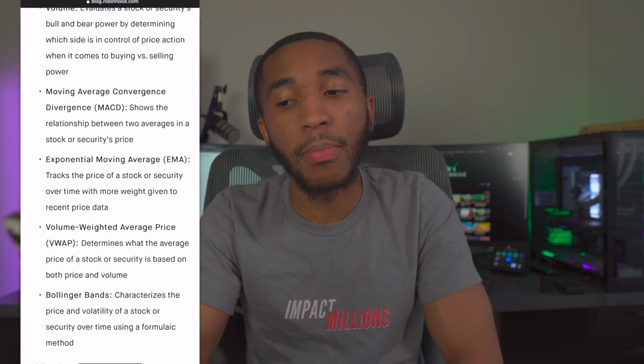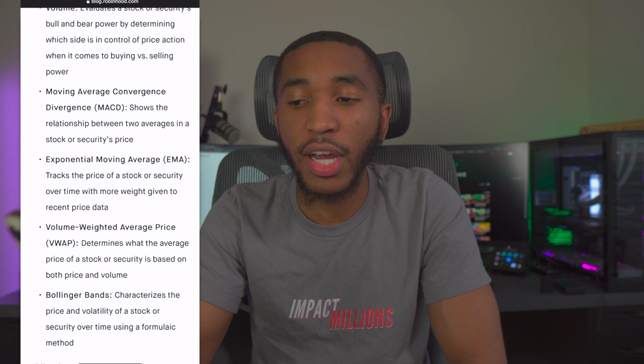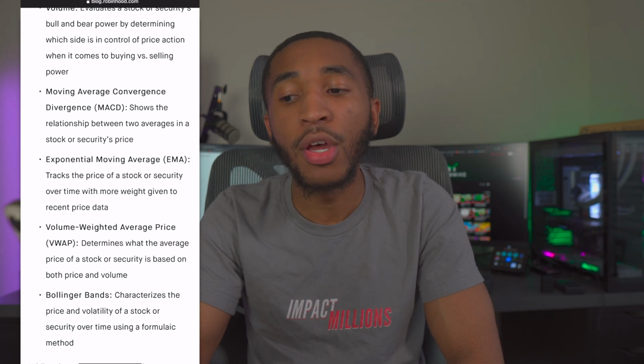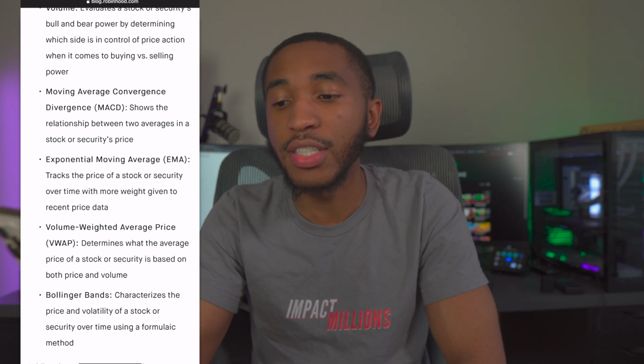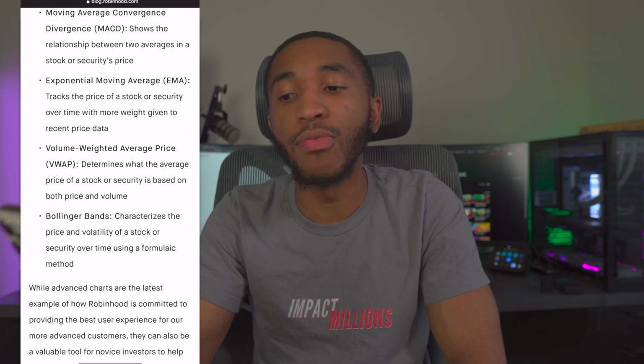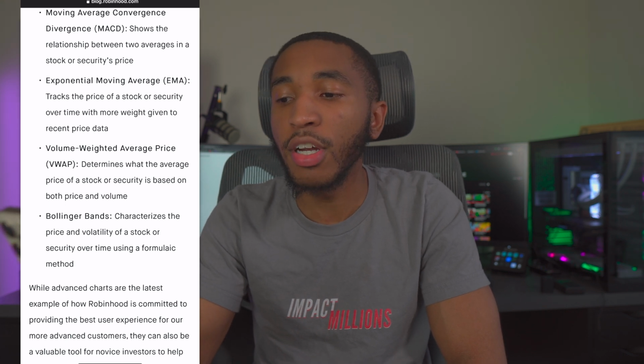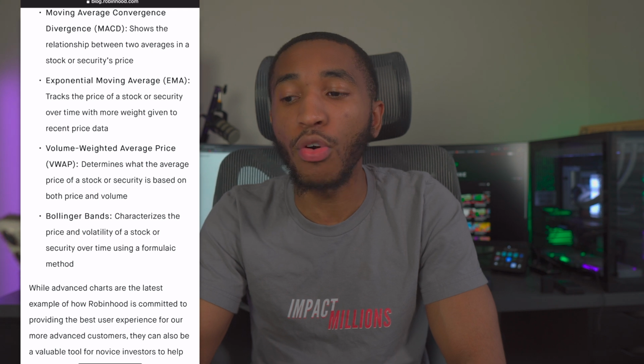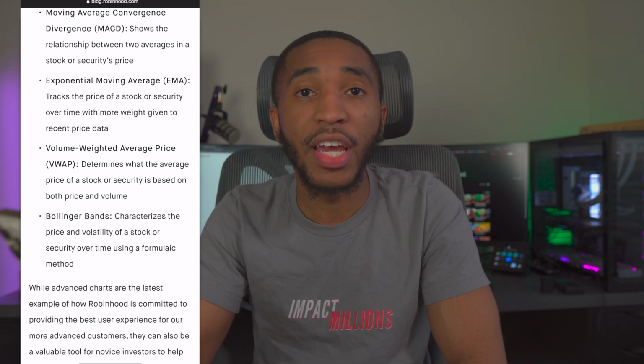Past that, we got the EMA, or the exponential moving average, which tracks the price of a stock or security over time, with more weight given to recent price data. We have the VWAP, which is the volume weighted average price, which determines what the average price of a stock or security is based on both the price and the volume.